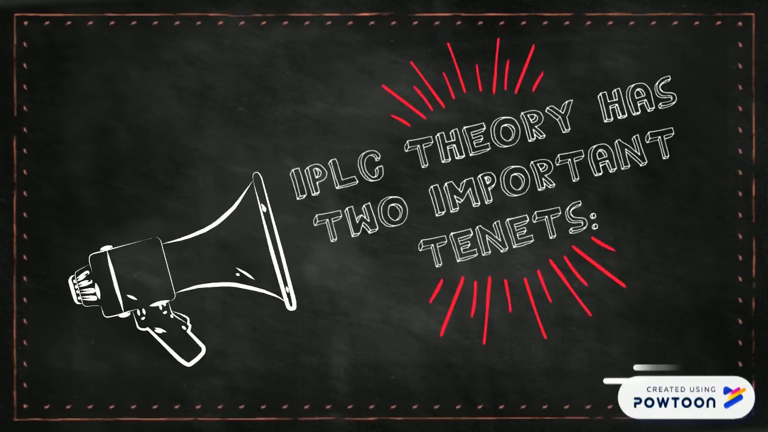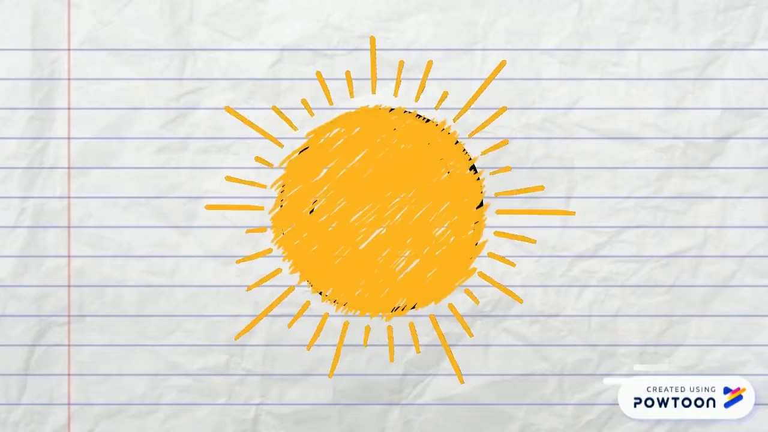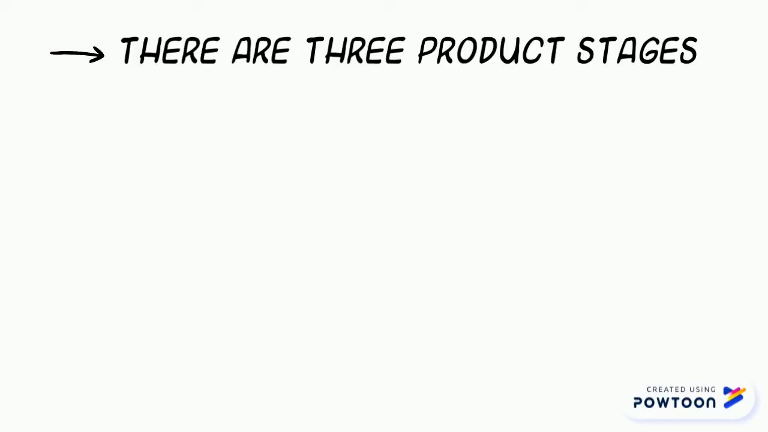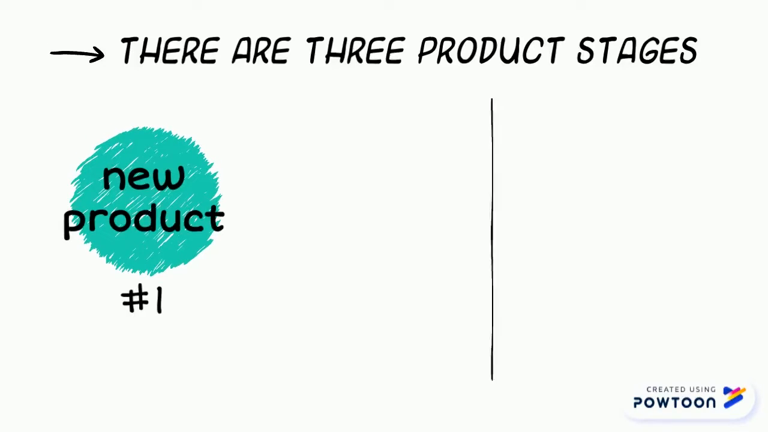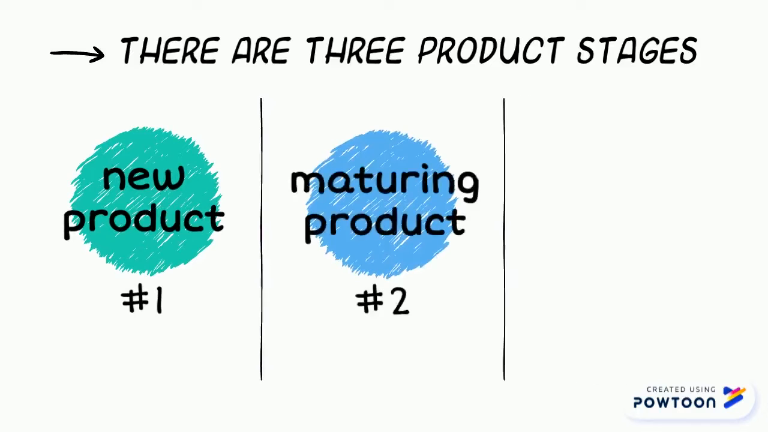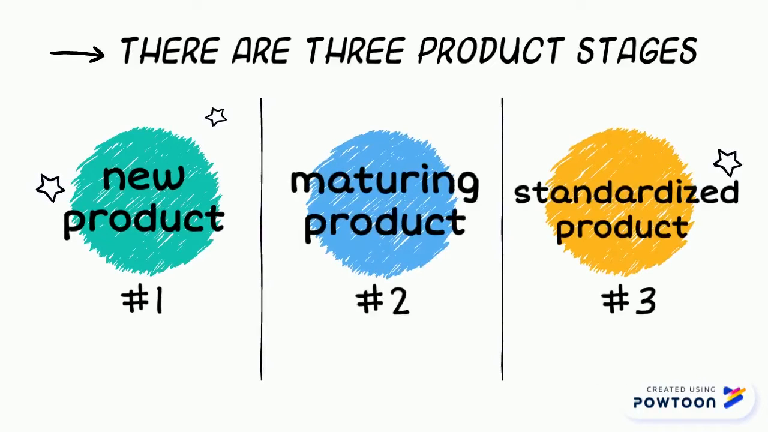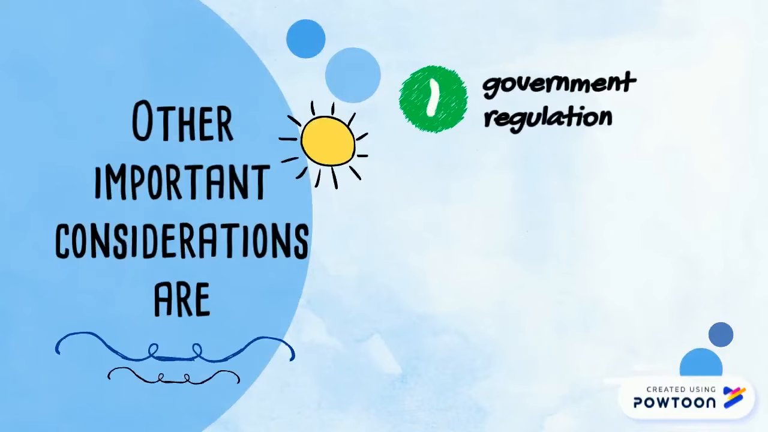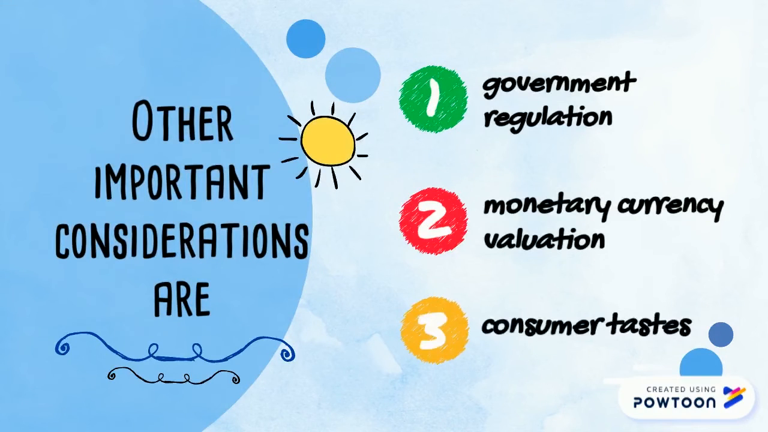IPLC theory has two important tenets. First, technology is a critical factor in creating and developing new products. And second, market size and structure are important in determining trade patterns. There are three product stages: first, new product; second, maturing product; and third, standardized product. Other important considerations are government regulation, monetary currency valuation, and consumer taste.